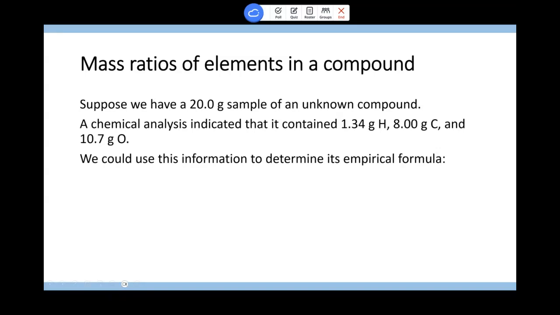So if we have 1.34 grams of hydrogen, we need to know moles of hydrogen that's present in the sample. And so we use the molar mass of hydrogen from the periodic table. For every 1 mole of hydrogen, we have 1.008 grams of hydrogen. Doing this conversion, we have 1.33 moles of hydrogen.